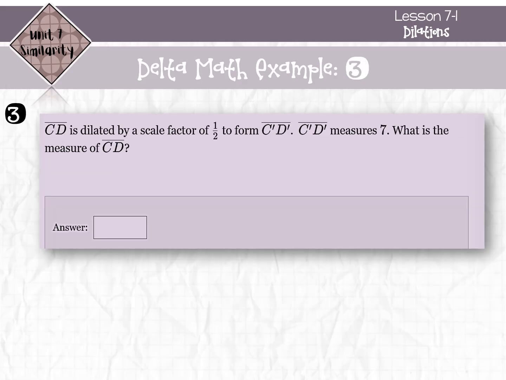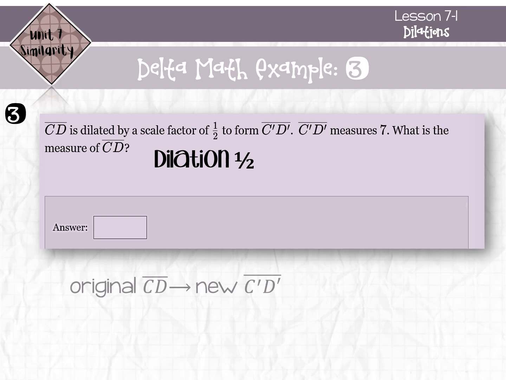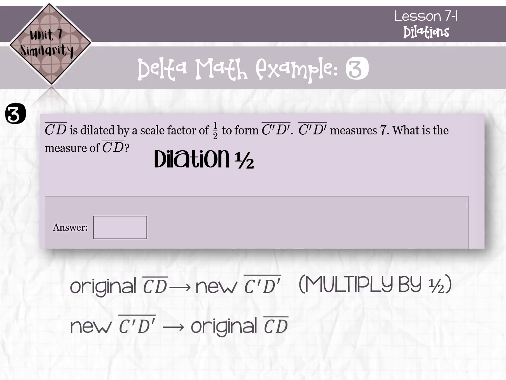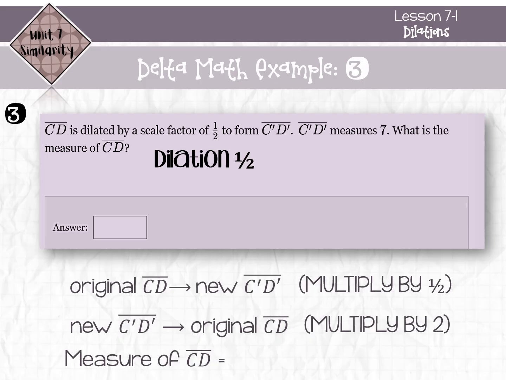Number 3, segment CD is dilated by a scale factor of 1/2 to form segment C prime D prime. C prime D prime measures 7. So that's where we end up. So the dilation's 1/2, and that is the original going to the new. You multiply by 1/2. So to go the other way around, you're going to multiply by 2. So measure of segment C prime D prime, 7 times 2, which is 14.